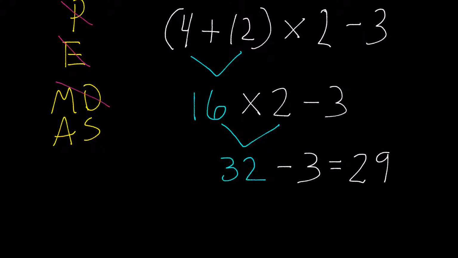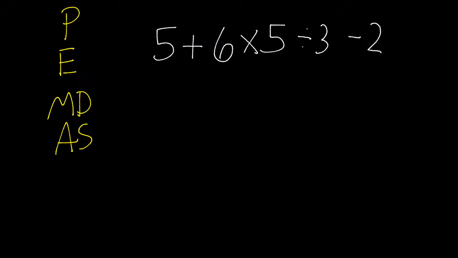There we go. Let's try one more. I'll put the problem up and see if you can come up with the answer on your own. Let's take a look. So this time I've given you 5 plus 6 times 5 divided by 3 minus 2. Go ahead, write this down, pause the video, and see if you can come up with the answer. I'll wait.